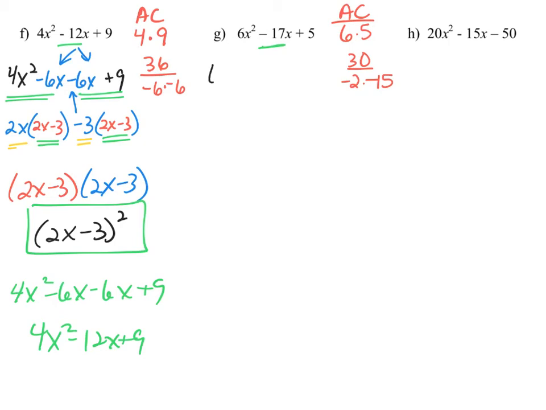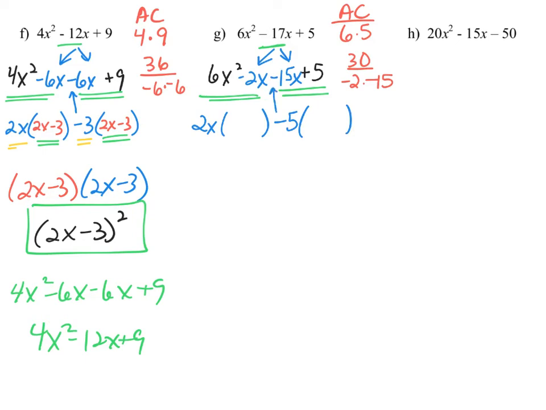In the AC method, we keep the first term and the last term and split up that middle term. The negative 17x we're going to write as negative 2x minus 15x, and then factor by grouping. The first two terms have a common factor of 2x. The last two terms have a common factor of negative 5. And again, that's going to be negative since that middle sign is negative.